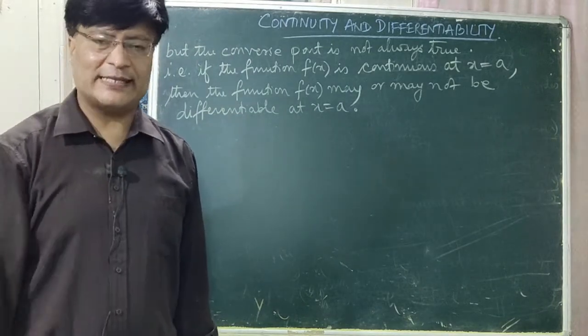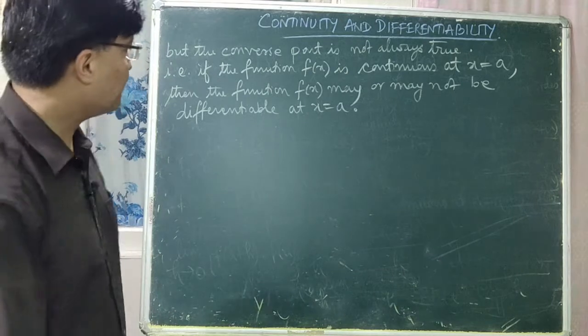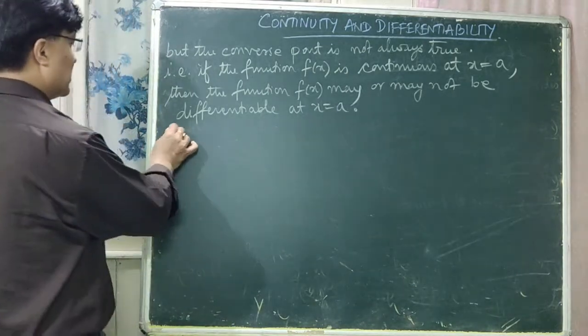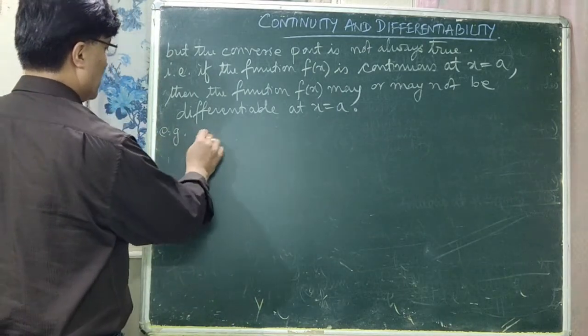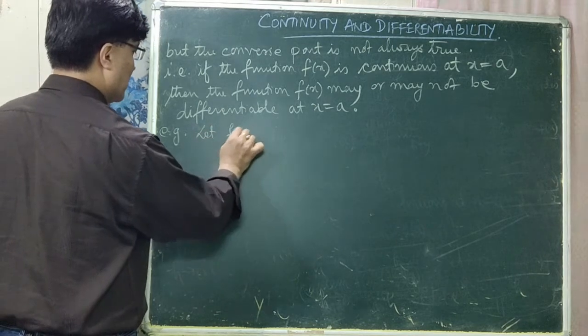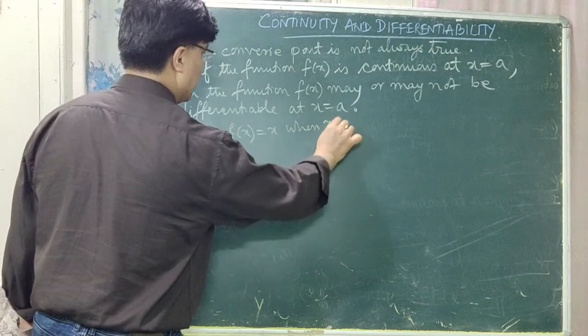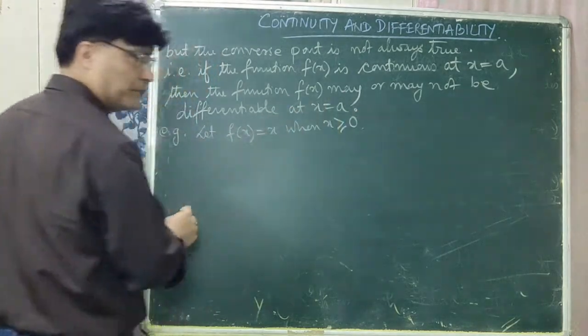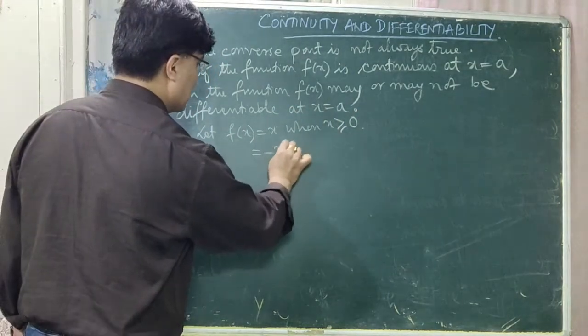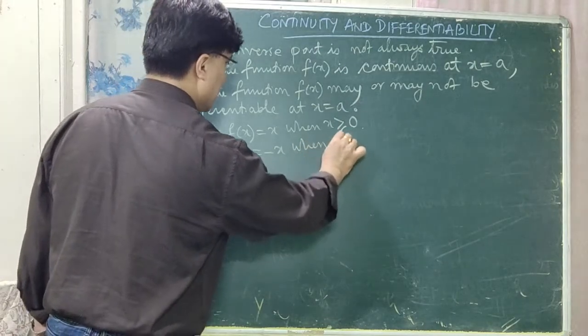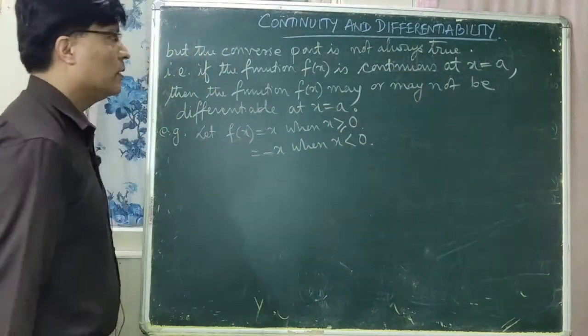So let us take an example in this case, okay? So let us take the example. Let f of x is equal to x when x greater than or equal to 0, and is equal to minus x when x less than 0.